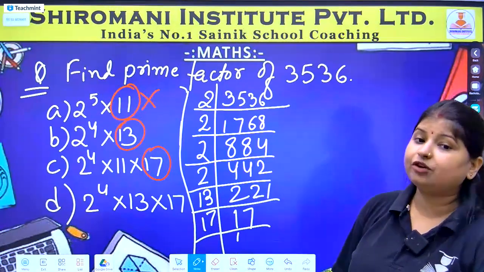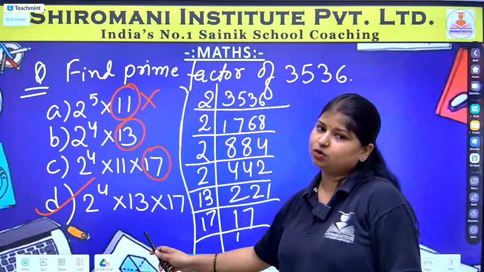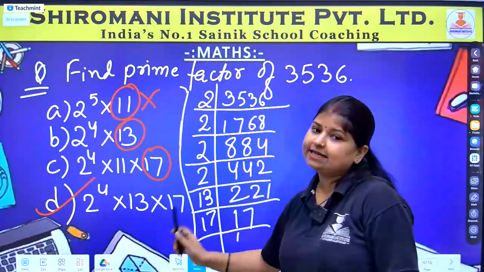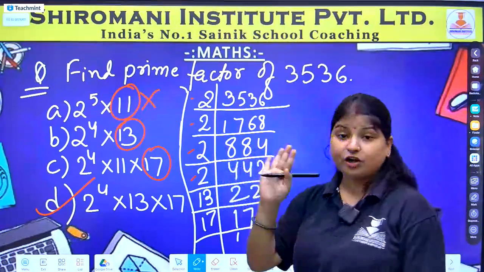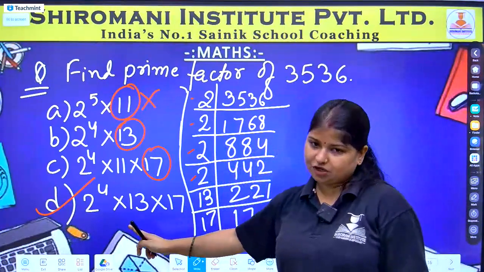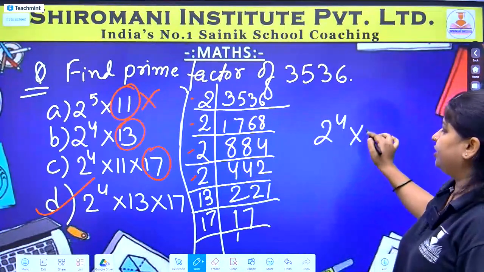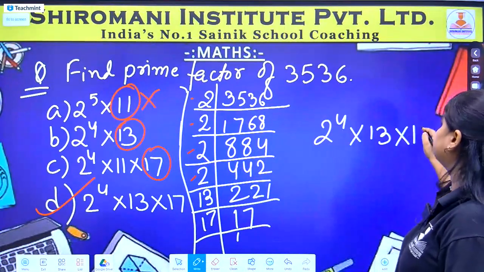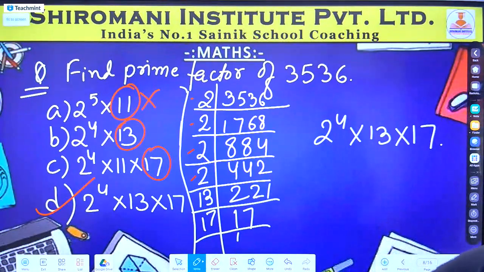So my answer would be what? Option D. Why? Because it includes 13 also. It includes 17 also. And 4 is 1, 2, 3, 4 times. That's why option D is the correct answer. 2 to the power 4 into 13 into 17. Got it? Tell me yes or no. Any doubts?